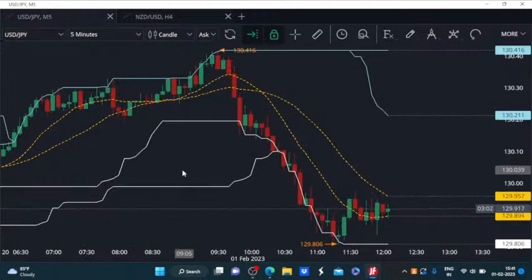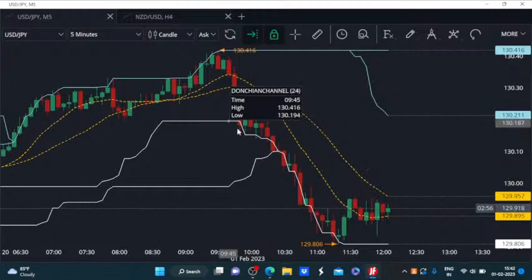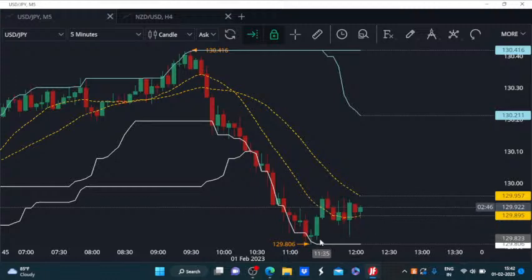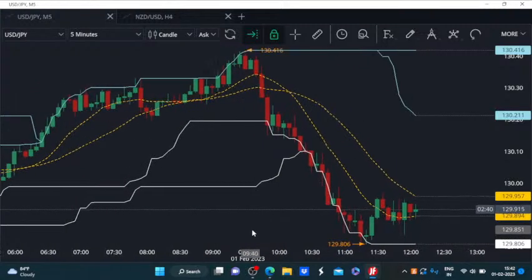So if it doesn't really correct much towards the higher levels, and if it sustains this downward spiral below 130 levels, then I think the next couple of hours are going to be crucial, and we can go for a short sell trade where we can expect it to decline below this immediate swing low of 129.8 and towards the 129.5 levels in coming hours.